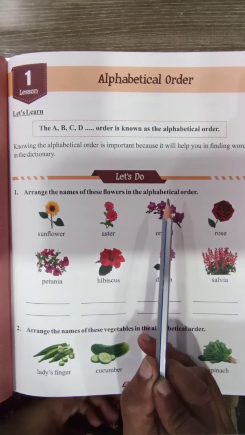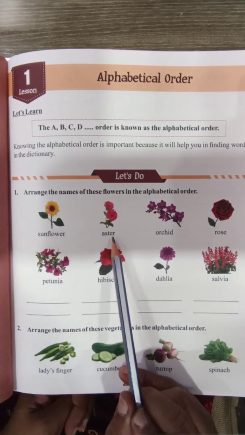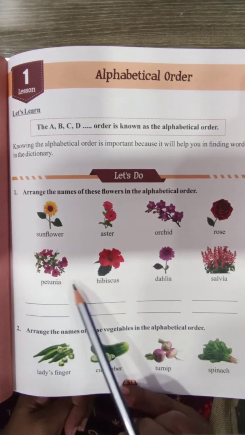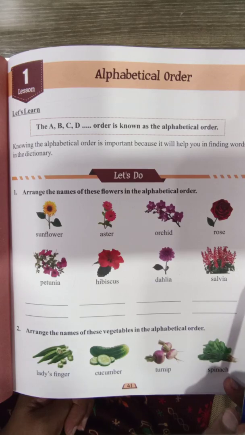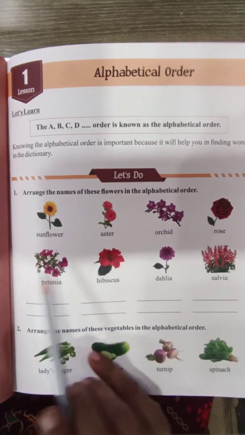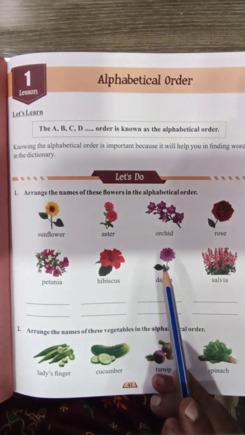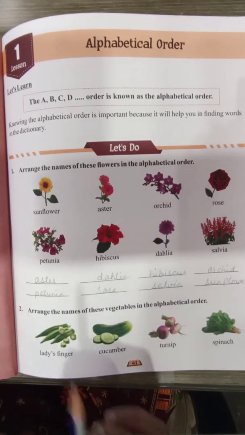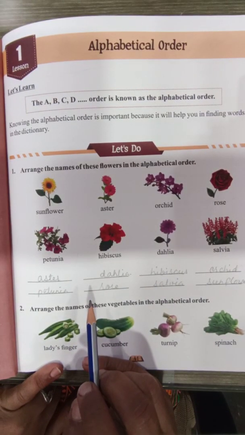Here some of the flowers are given: sunflower, aster, orchid, rose, petunia, hibiscus, dahlia, and salvia. So we have to arrange all these flowers in an alphabetical manner. So how will we arrange? We will arrange in alphabetical order.